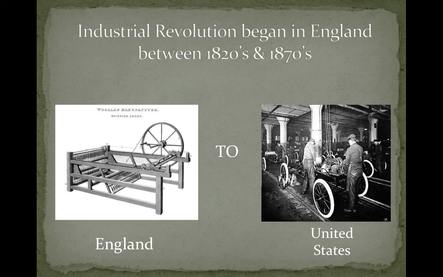The Industrial Revolution began in England between the 1820s and 1870s. Such things as the spinning jenny were created in England, which increased the amount of textile that could be produced, and stopped women from having bleeding fingers all the time. The Industrial Revolution then centered on the United States and Germany, but we will be focusing on the Second Industrial Revolution occurring in the U.S. But first, let's recap America's first Industrial Revolution.